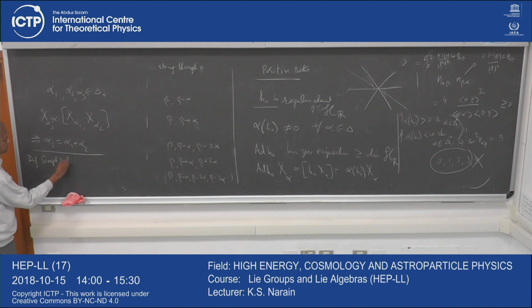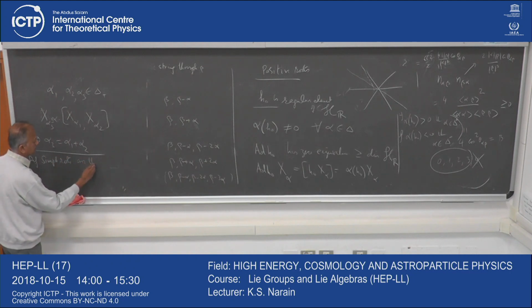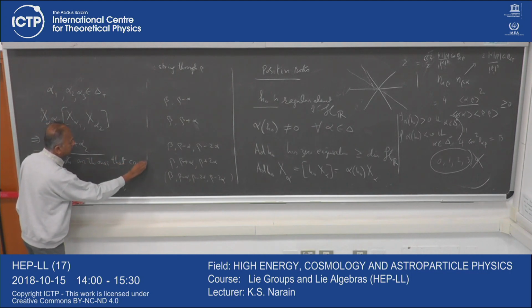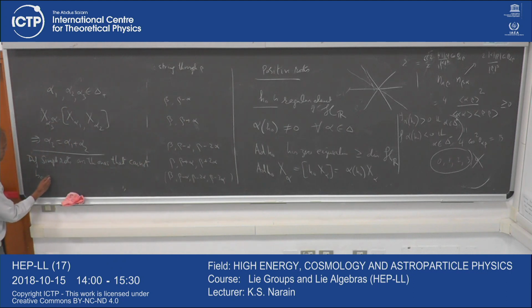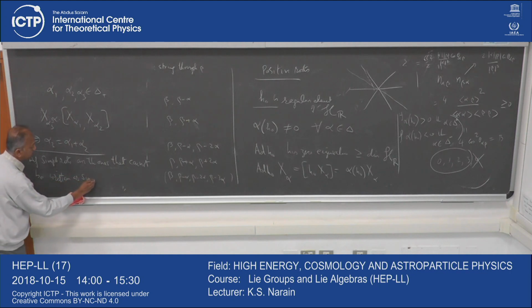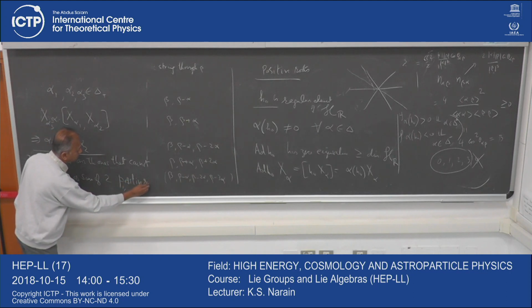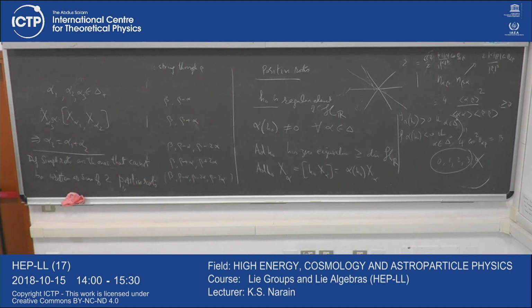So simple roots are the ones that cannot be written as a sum of two positive roots. So you remove all the positive roots which can be written as a sum of positive roots. Then what is left over is the simple roots. Okay. So that's the definition.